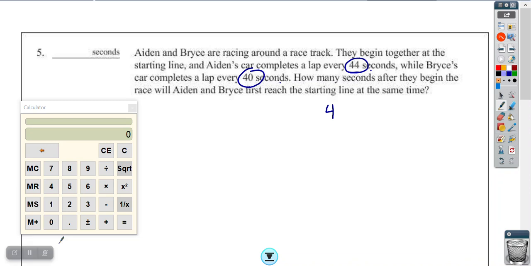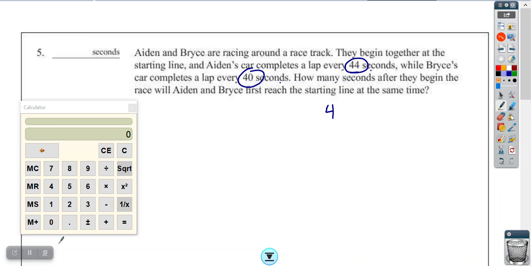All right, so here we go. This is the Math Counts Target Round 2018. 5, 6, 7, 8. So A and B, Aiden and Bryce, are off to the races. All right. Lana Del Rey stuck in my head.